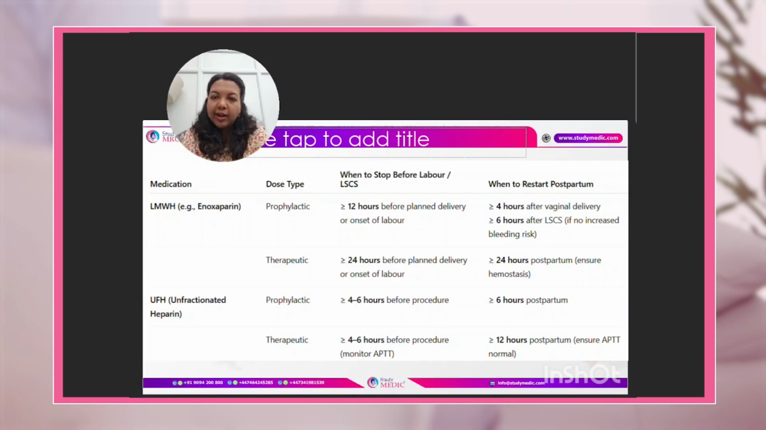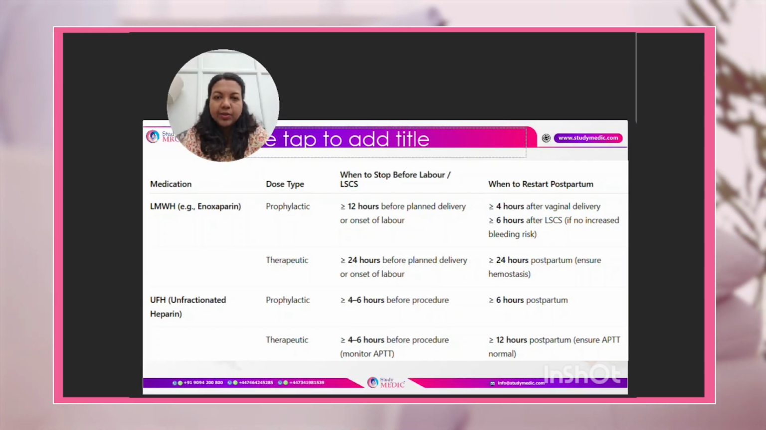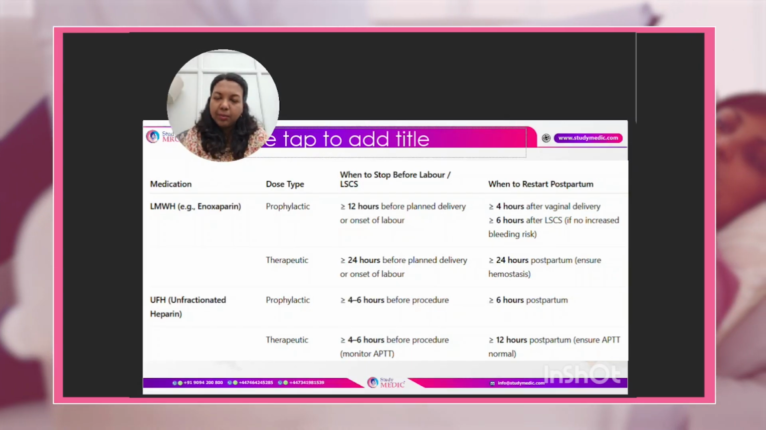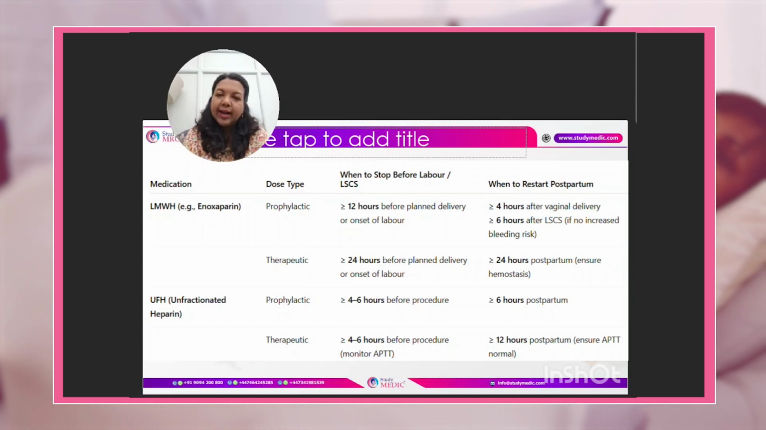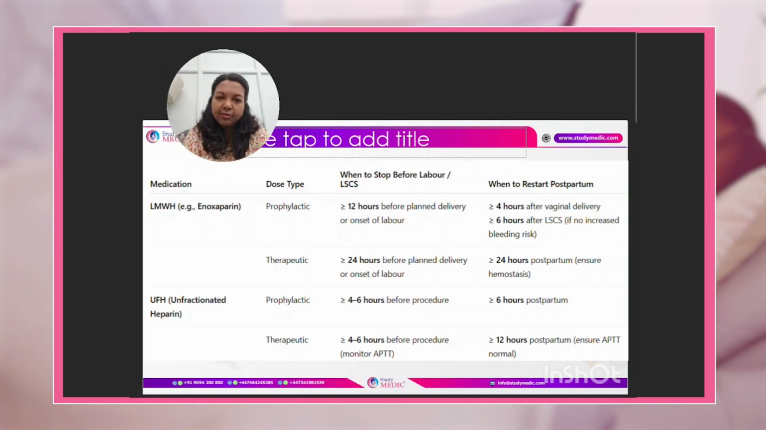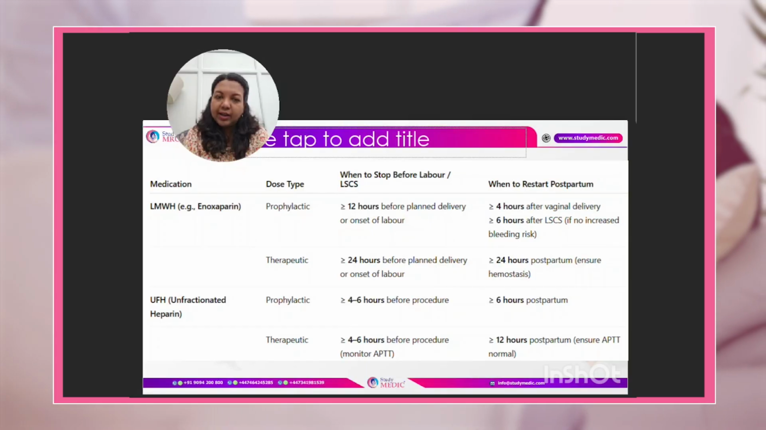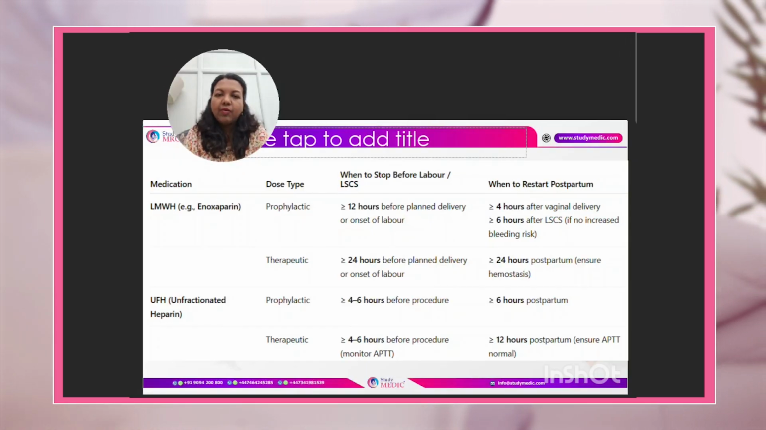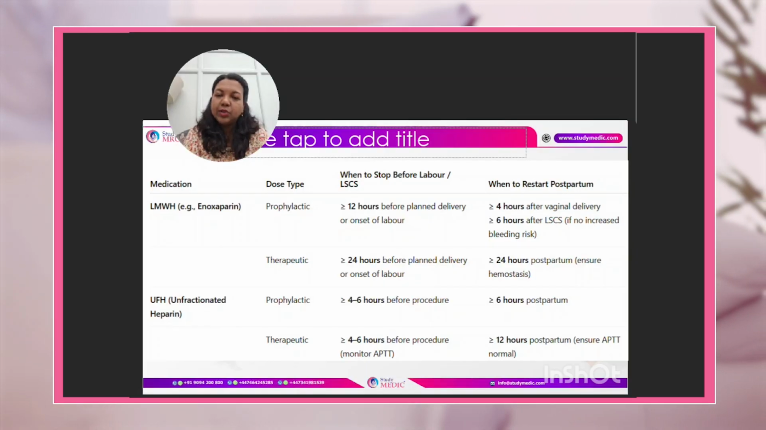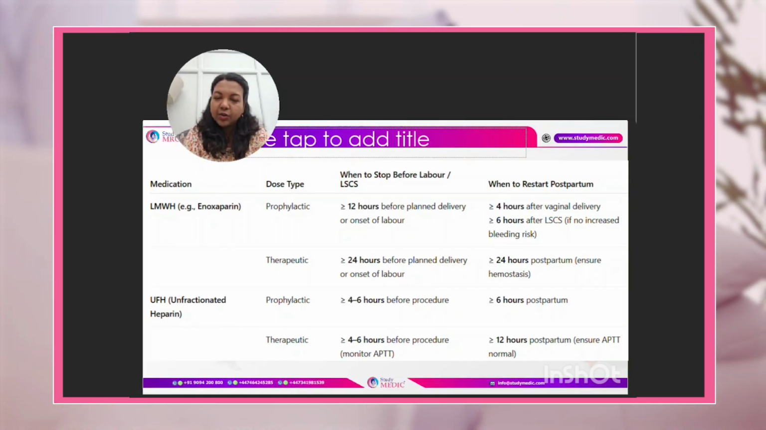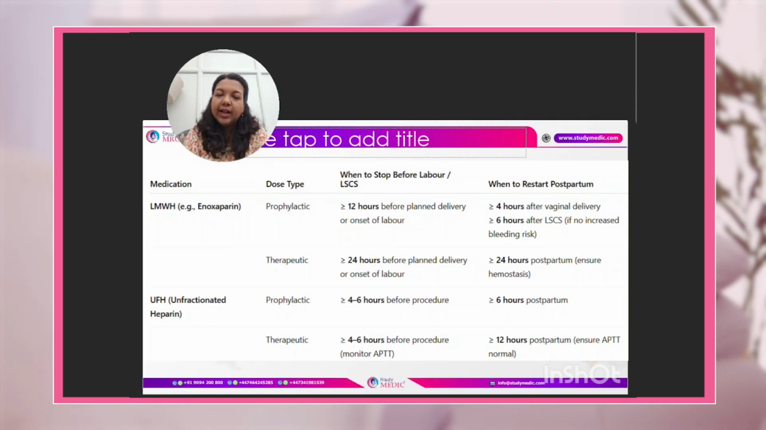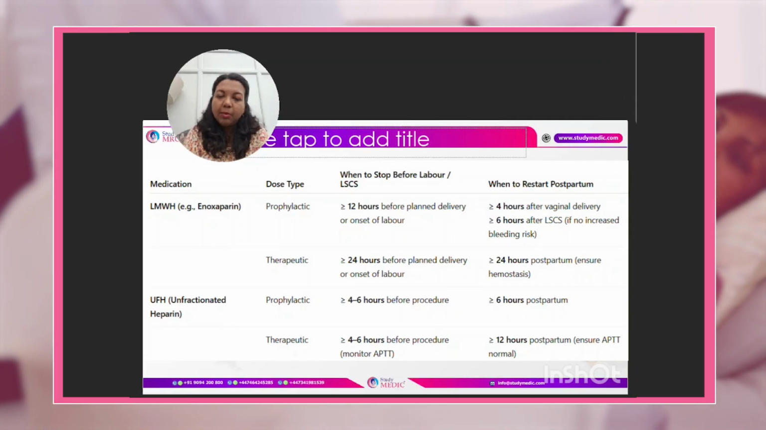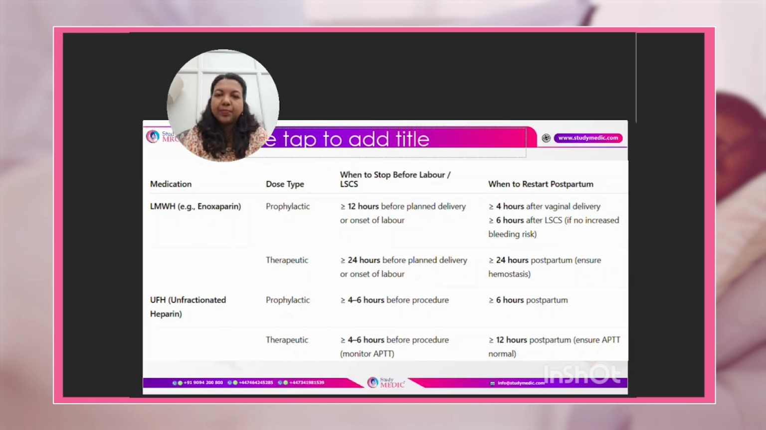Low molecular weight heparin, if it is a prophylactic dose, has to be stopped at least 12 hours before the planned vaginal delivery or onset of labor. It can be started as early as 6 hours after vaginal delivery and around 6 to 12 hours after a cesarean section. If it is a therapeutic dose, it has to be stopped at least 24 hours prior to the onset of labor or planned vaginal delivery, and can be started 24 hours after postpartum hemostasis has been achieved.